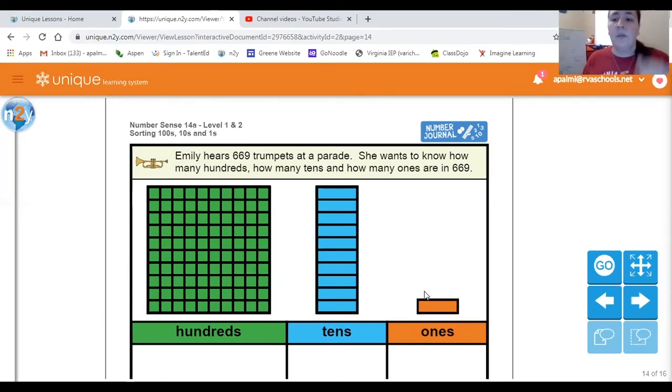Are you ready? 10, 20, 30, 40, 50, 60. Oh, I hear 60, so I'm going to stop. And I'm going to see how many fingers do I have? How many fingers do I have holding up? 6. Very good. So 60 is the number 6 in the tens place, okay?